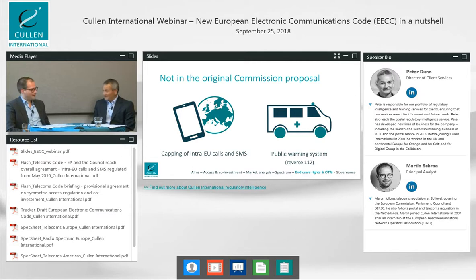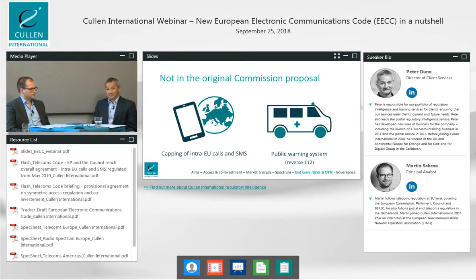Indeed. And then on the public warning system, I'm not sure how widespread this effect will be or if that will change over time. Essentially, this is a rule that says providers of number-based ICS, essentially your voice and mobile services, have to communicate to end users any national emergency public warnings where the country has such a public warning system in place.